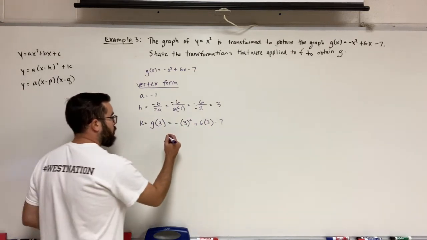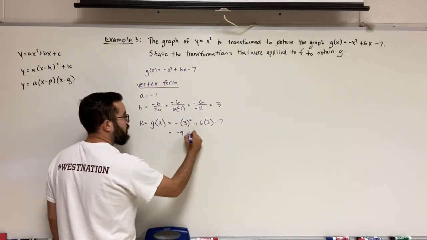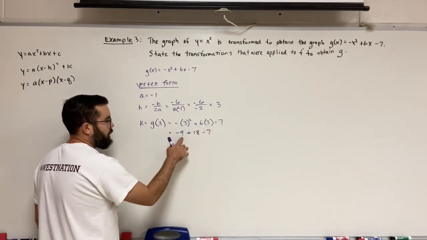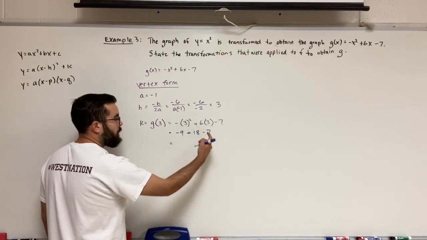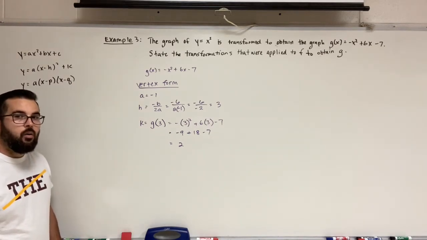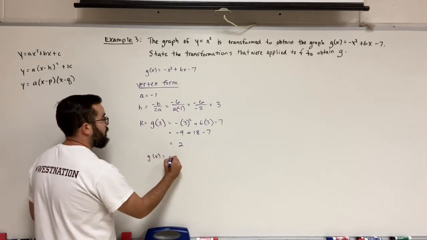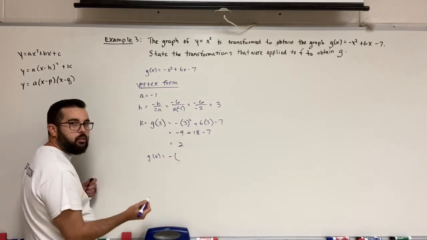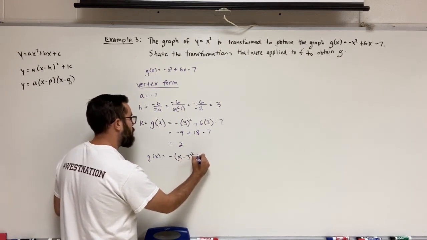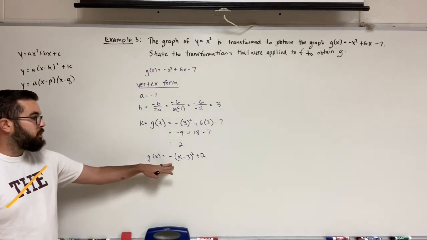So, now, moving on. We have 3 squared, which is 9. So negative 9 plus 18 minus 7. So negative 9 plus 18 is 9, minus 7 is 2. So in vertex form, our function would look like negative 1, but I don't need to write the 1 there. I'm just going to write negative. I'd have x minus 3 squared plus 2. So that is g of x in vertex form.